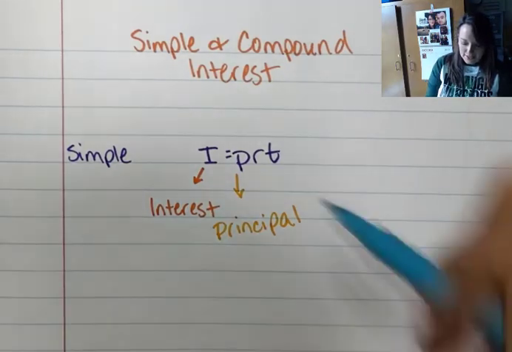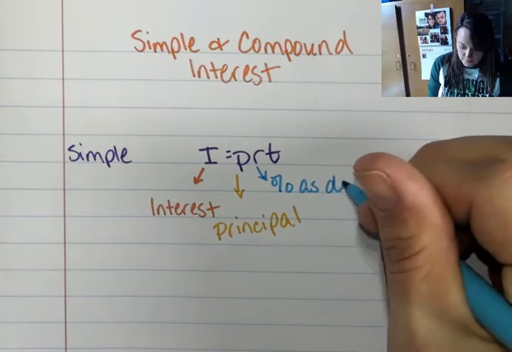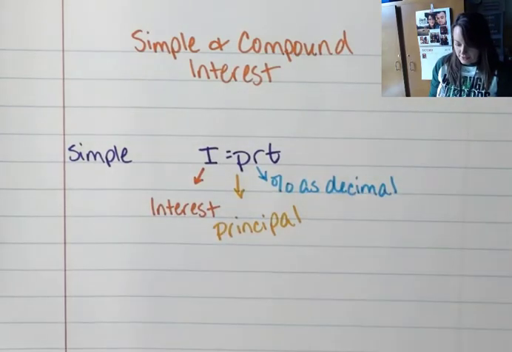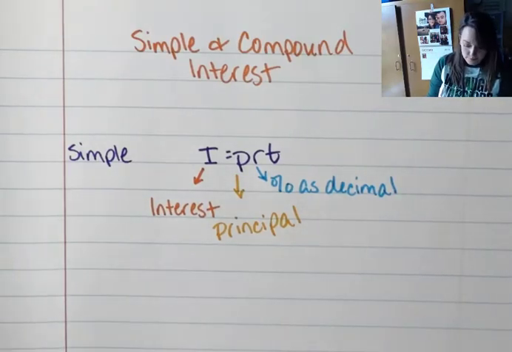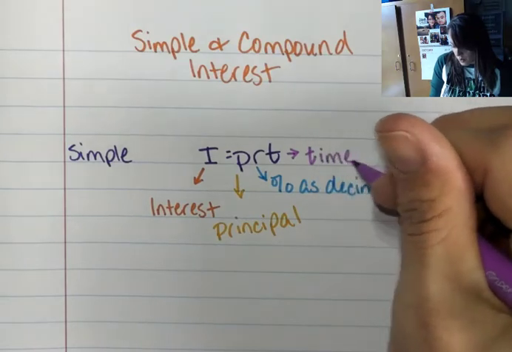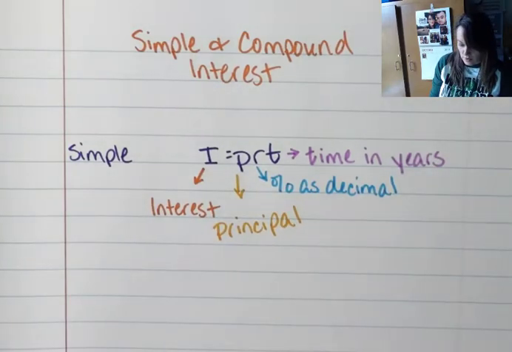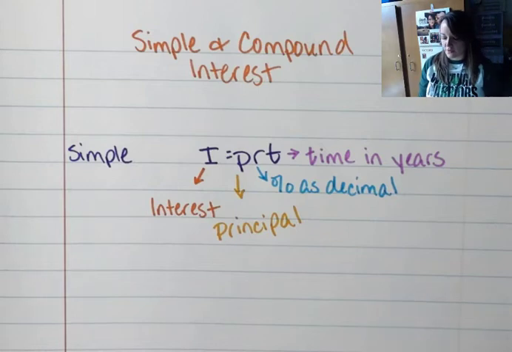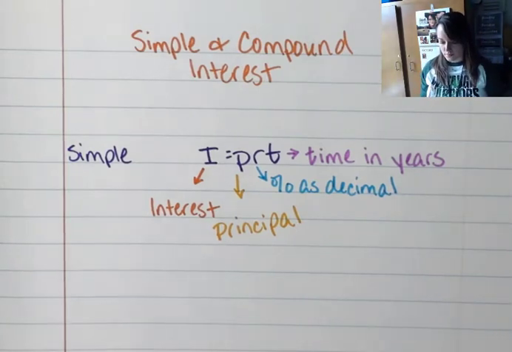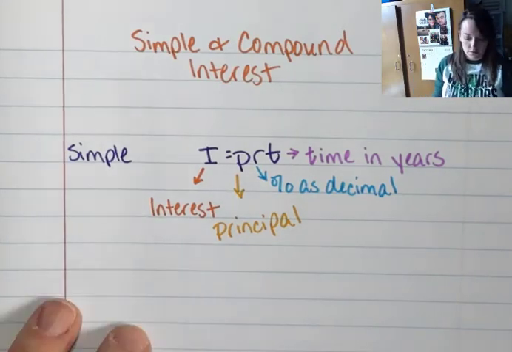R is the rate as a decimal. It's the percent as a decimal. And T is, anybody remember? Time. In what unit? Years. Thank you. Time in years. Very important. So that's simple. It's easy.